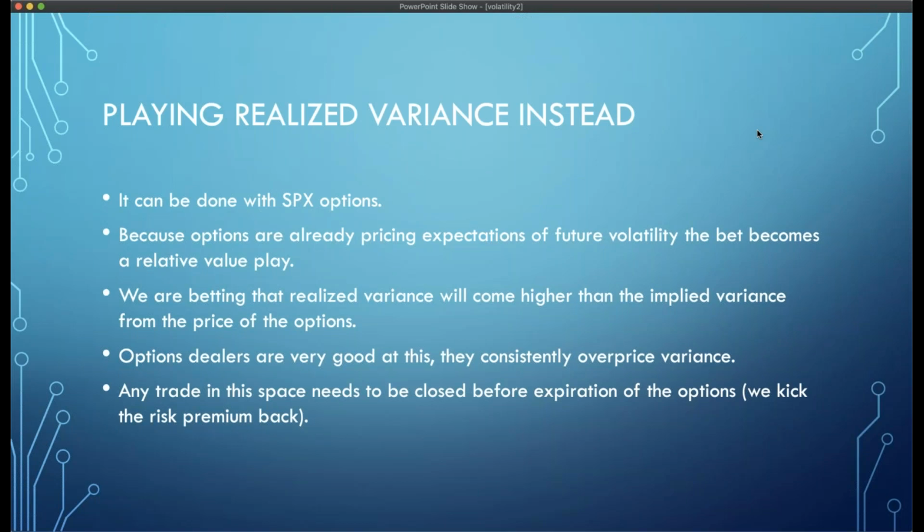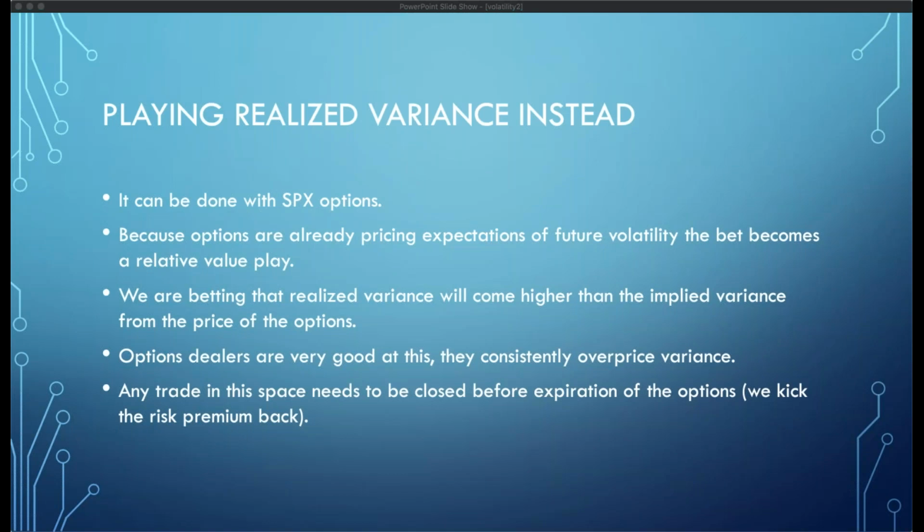So playing realized variance with options is really nice. It's doable, but it is a little harder because we are playing with the difference between what the market is going to do versus what people expected the market to do. The people that set the prices for the options are dealers, and the dealers are very good at pricing the options. They are not going to lose money that easily, and not on something that everyone can see. So in other words, expect options to be overpriced during this month.